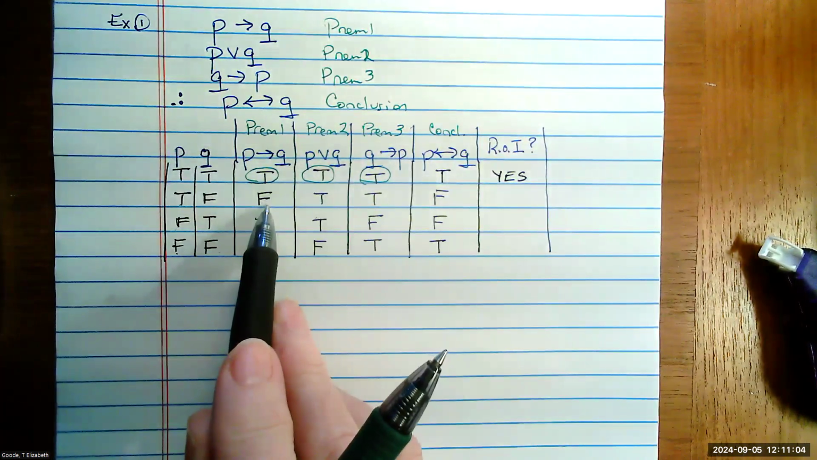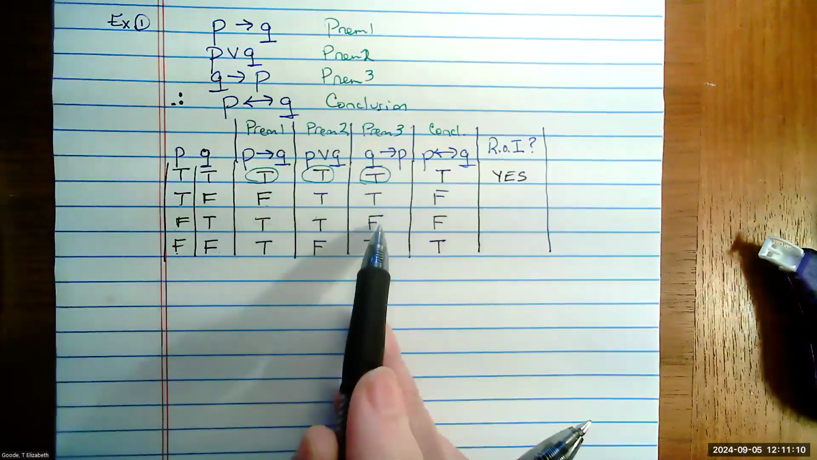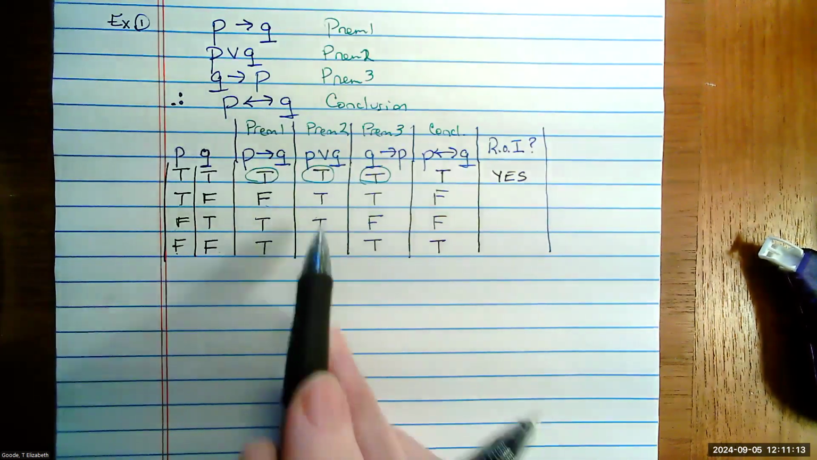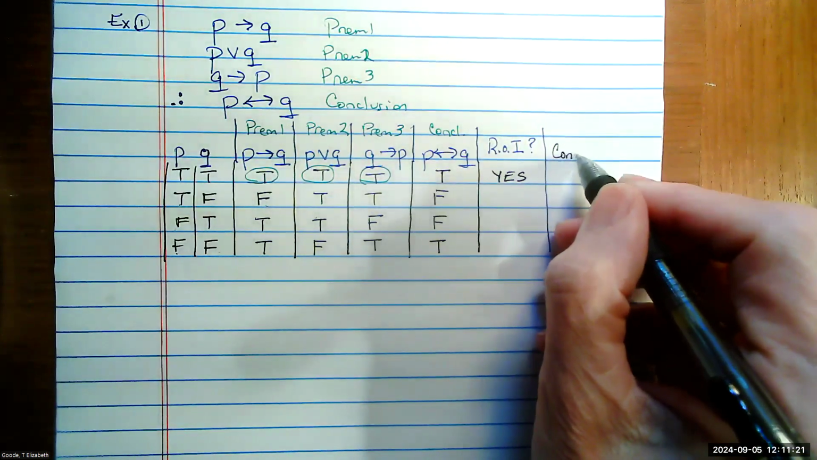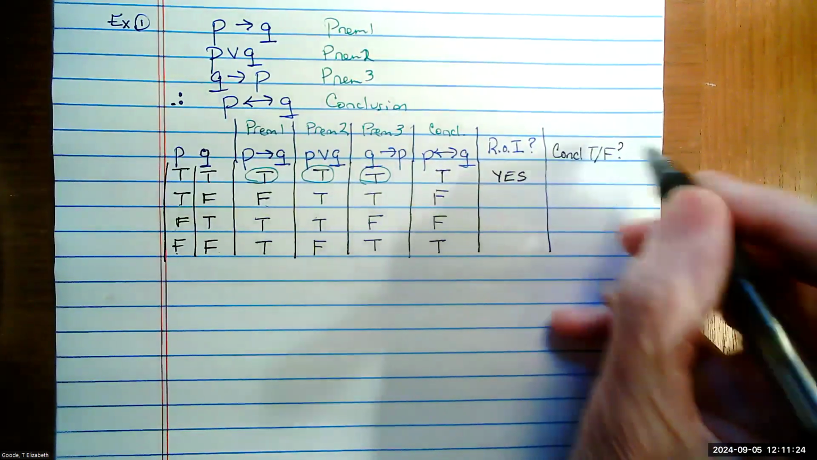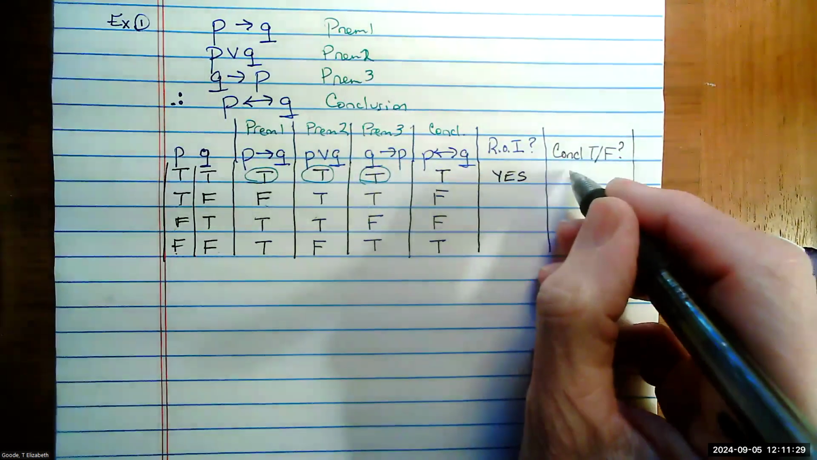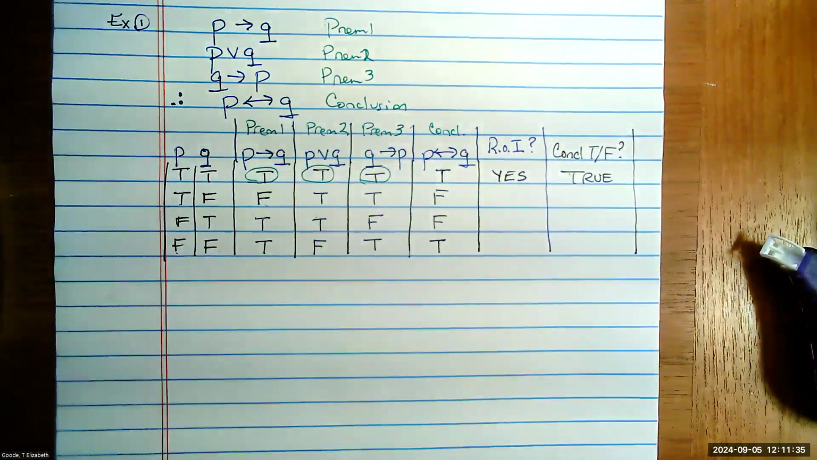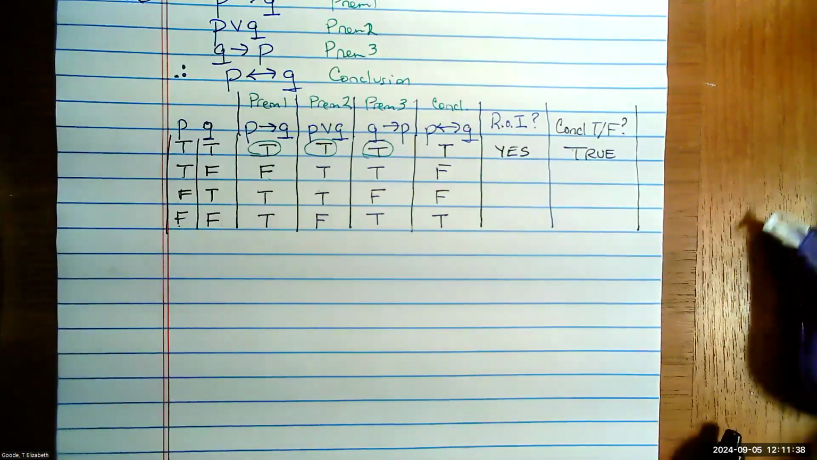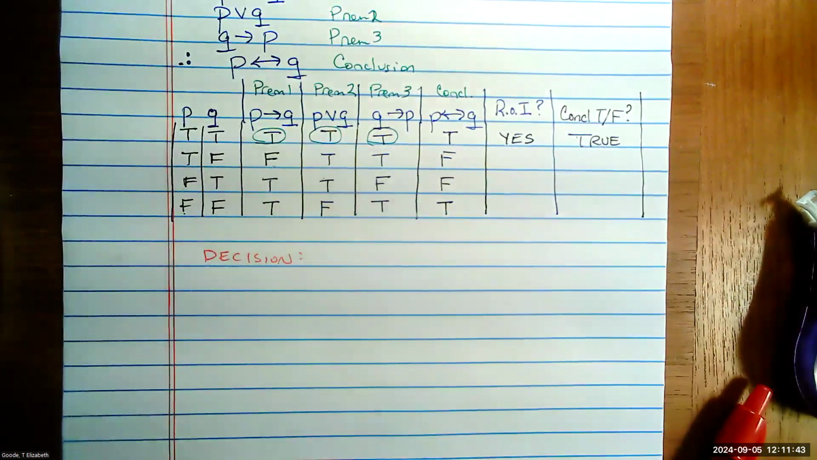Well, in row 2, premise 1 is false, so it's not a row of interest. In row 3, premise 3 is false, so row 3 is not a row of interest. And in row 4, premise 2 is false, so it is not a row of interest. We only have 1 row of interest, so this will be easy. In our last step, we're going to check, is the conclusion true or false in the rows of interest? Hey, the conclusion is true in the only row of interest. So finally, in step 4, we can write our decision, our answer. The argument is valid.